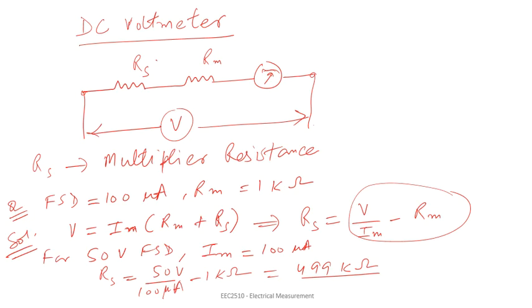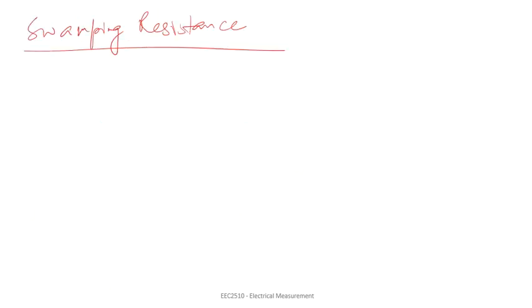In some cases, it might be necessary to construct this multiplier resistance of manganese or constantan. If you remember, the swamping resistance is generally made of manganese or constantan, so if we make this of manganese or constantan, and it also has a large value, this will serve the purpose of the swamping resistance in the case of DC voltmeters. So this is about the swamping resistance.